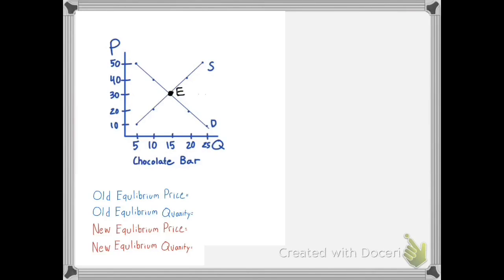When we get the equilibrium, it also comes with the equilibrium price and quantity. To find the equilibrium price, you look at the point of equilibrium, and you just look to the left, and then you find your number, and in this case it is 30 for equilibrium price. And to find the equilibrium quantity, you look down from the equilibrium point, and you get 15.